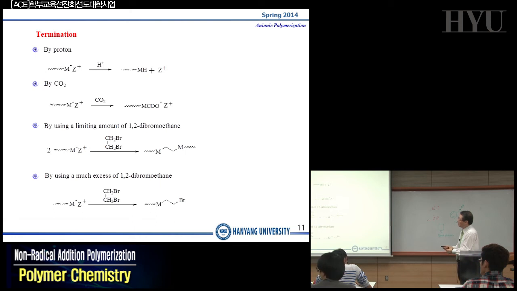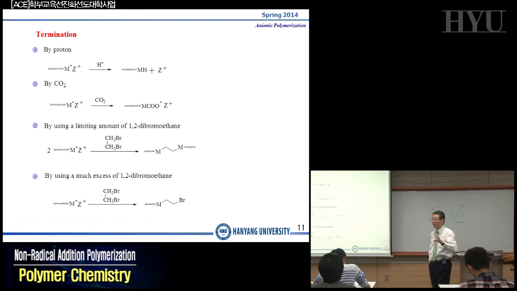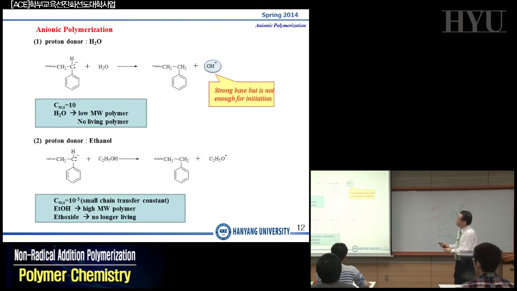So this is regarded as a terminating step as well. You can have 1,2-dibromoethane, but it will not be added, potentially, so this is the case where you have a final polymerization termination step. But the most important case is the proton. Okay, proton. So in the next step, we can take a look at the proton donor.